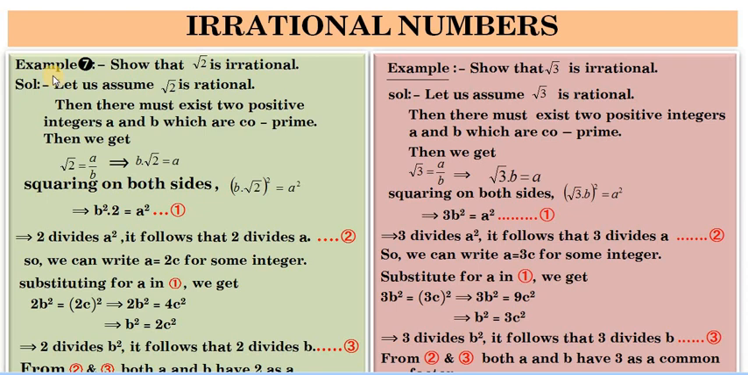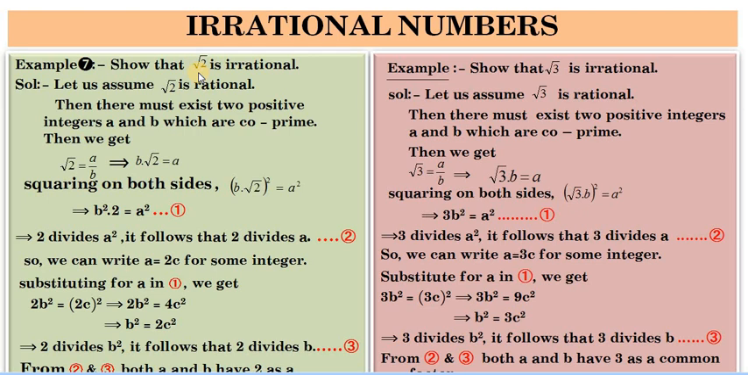Here we are going to take an example, example 7. Show that root 2 is irrational. So root 2 is irrational. This you have to show or we have to prove. Now how do you prove this? The method of proof is called proof by negation.